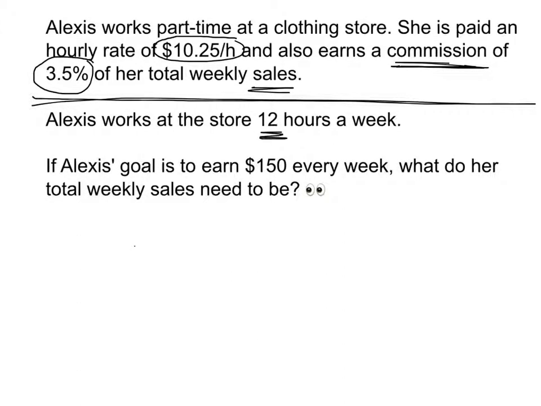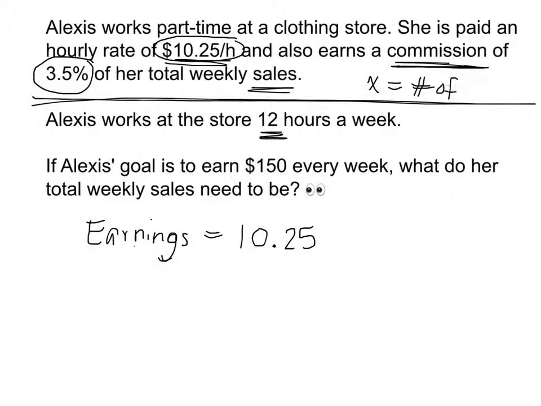Okay, so her earnings, I want everyone to copy this down on your paper. She gets paid by her hourly rate, so $10.25 per hour. Do we know the number of hours she works? For now, let's leave that as X, the number of hours, so we can calculate for any amount of hours. So 10.25 times the number of hours, plus she gets 3.5% of her sales.